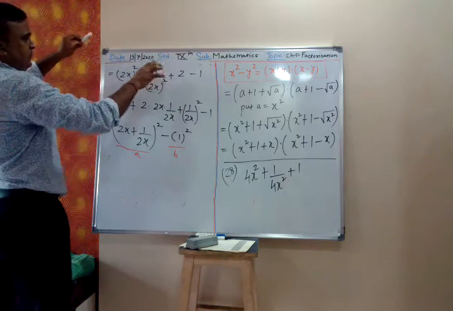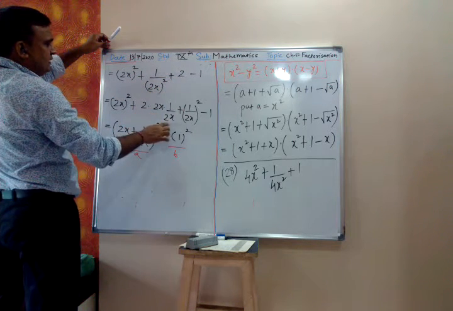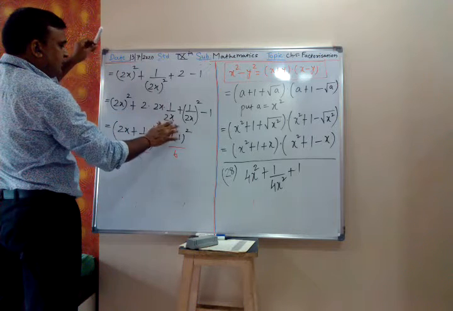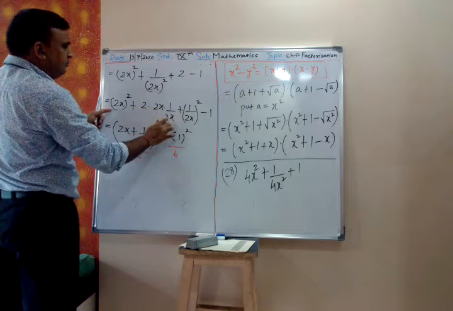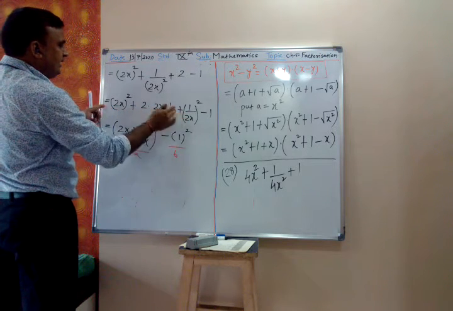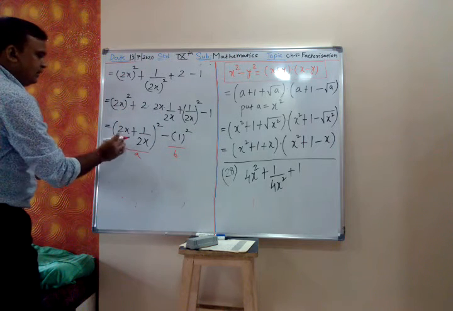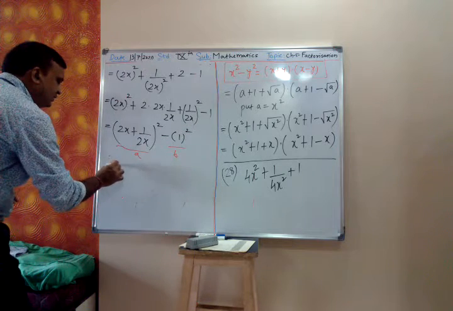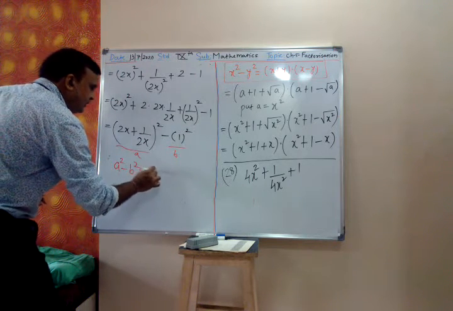See this 2, I have written 2 into 2x into 1 upon 2x. So this entire expression is of the form A square plus 2AB plus B square. A square plus 2AB plus B square I can write A plus B whole square. So now this bracket is my A and 1 I can write 1 square. So A square minus B square. A square minus B square is A plus B into A minus B.